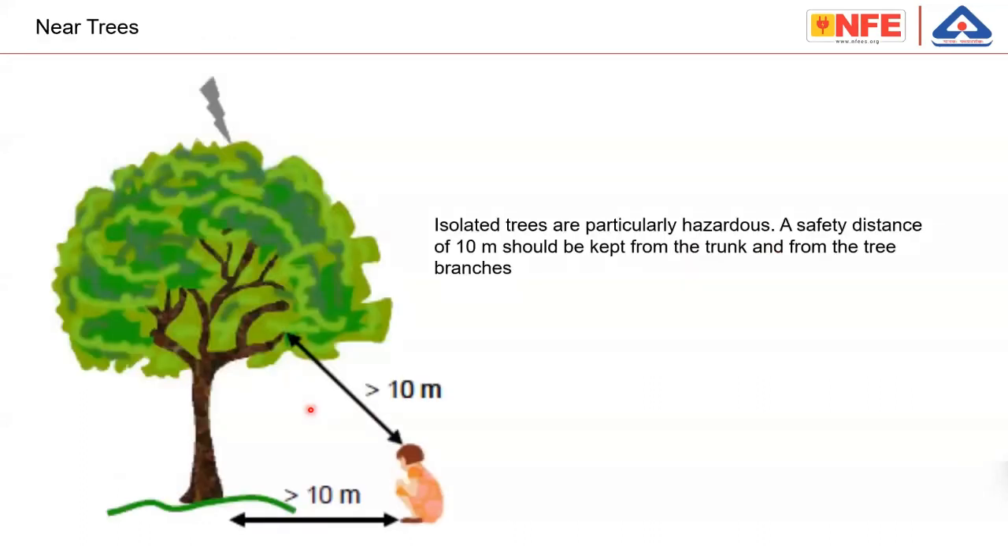If you are near a tree, you can find this picture in the standard. You have to keep at least 10 meters away from the root, the bottom of the tree, and from the branches, minimum 10 meters, because the lightning may jump up to 10 meters. At the bottom, the step voltage may hurt you if you are closer to the tree. So a minimum of 10 meters away from the tree must be kept.